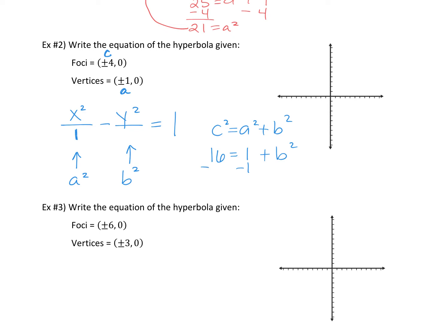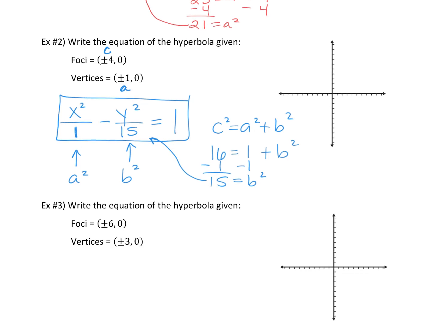So simplify that, take away 1, and you get that B squared is 15. So that 15 goes right here, and you're done. Okay, write the equation. And like I said, if you feel better graphing it, you are welcome to graph it. I'm not going to graph. I mean, if you want me to graph, I'm happy to graph, but you don't need to graph these ones.